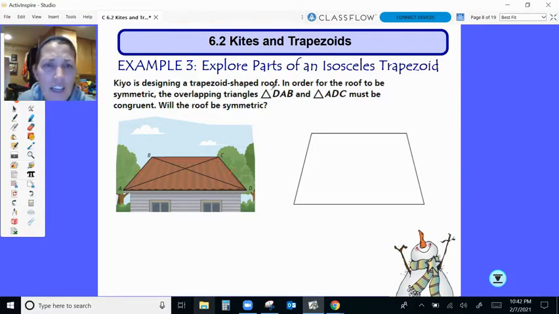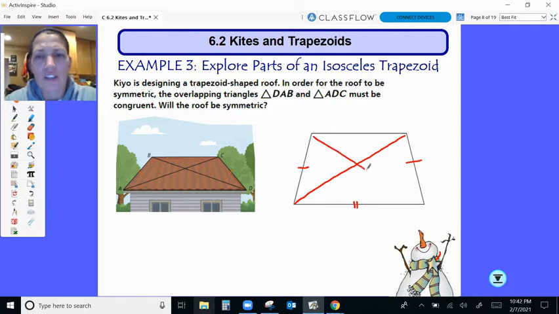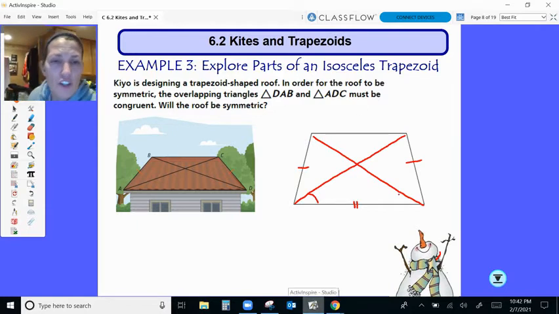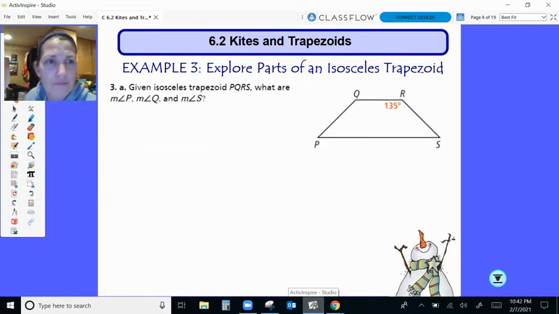Looking here, Kaio designed a trapezoid-shaped roof. In order for the roof to be symmetric, the overlapping triangles, triangle DAB and ADC, must be congruent. Will my roof be symmetric? Well, we know that these sides here are congruent. We know they share a side, AD, by the reflexive property. And if we have this angle here and this angle here, we know my base angles would be equal. Therefore, by angle-side-angle, we would have congruent triangles. And so yes, it would be symmetric.